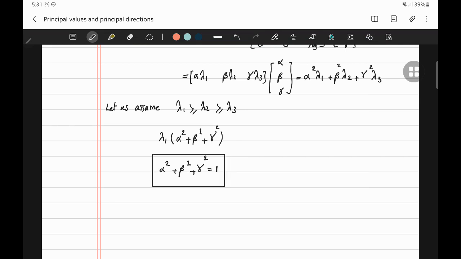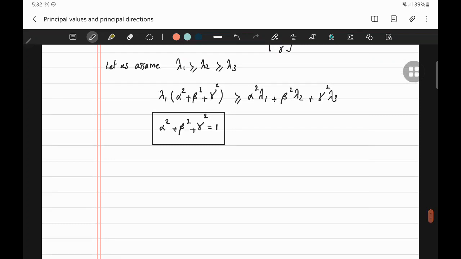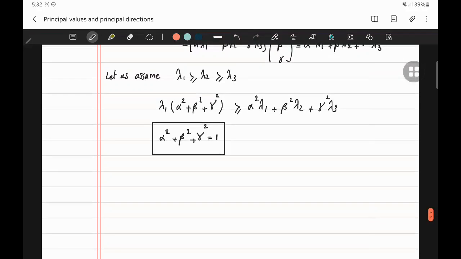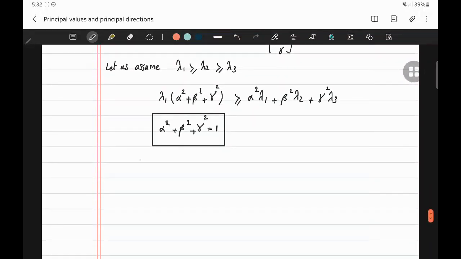So now you can see here that this is basically bigger than this value here, alpha squared lambda 1 plus beta squared lambda 2 plus gamma squared lambda 3. And this means that lambda 1 value is bigger than this t. This is actually the representation of t prime 1 1, right? So you can say, therefore, lambda 1 is bigger than t prime 1 1.